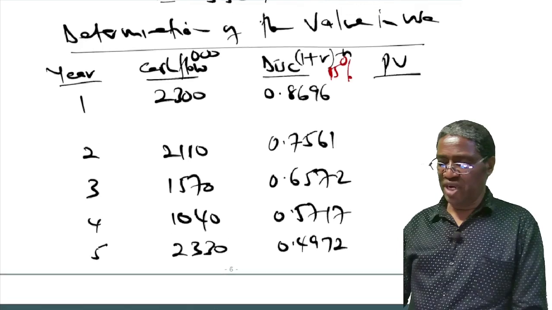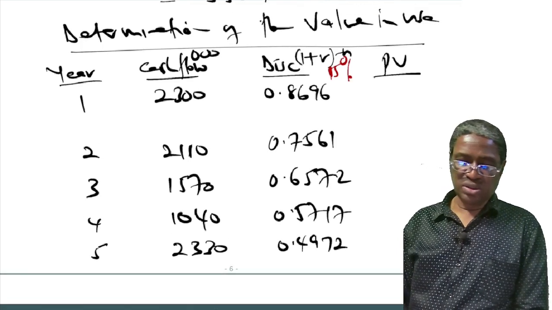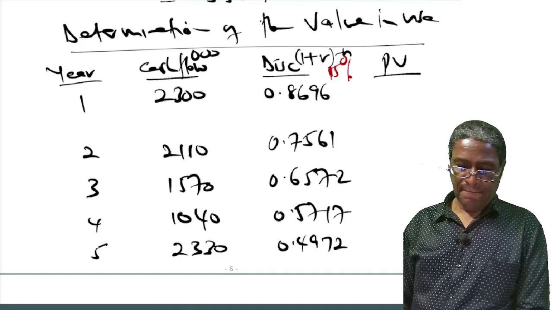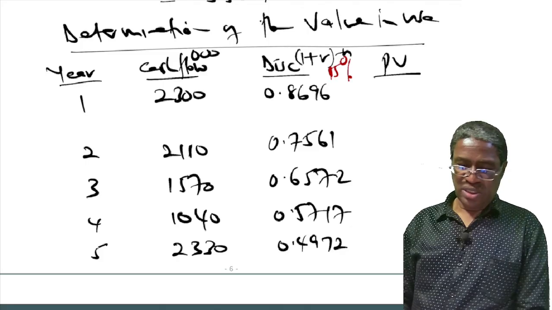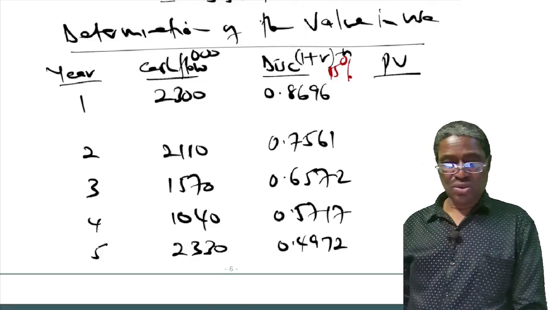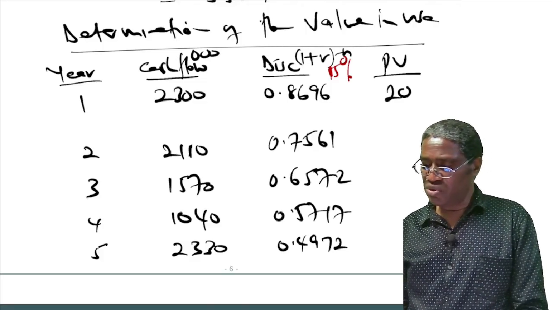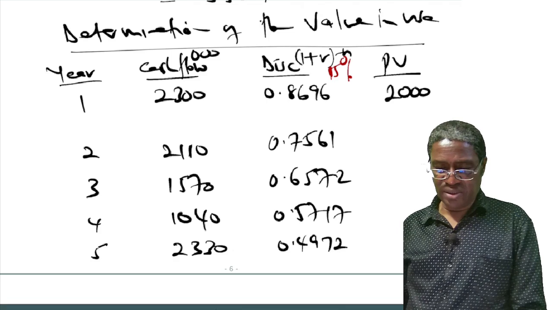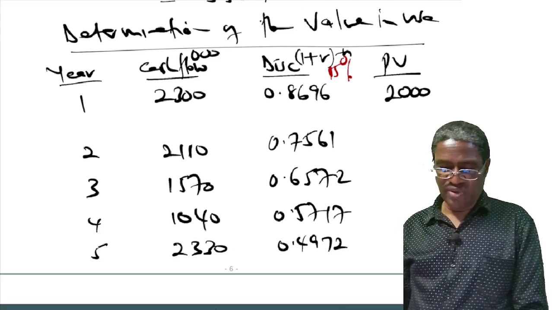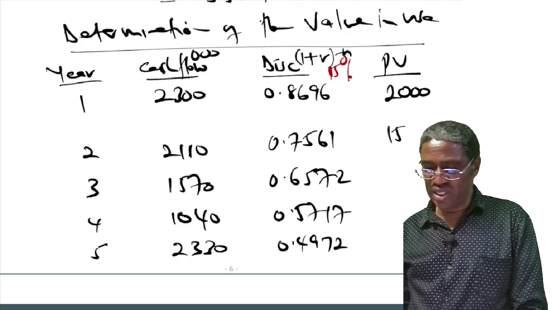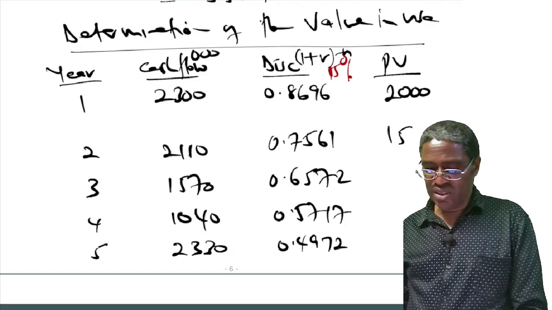Now I can compute the value in use, the present values. So let me compute them. 2,321 times 86.96. I want to put them to the nearest whole number. That comes to 2,000. Next one, I'm taking 2,110 times 75.61. To the nearest whole number, it looks like 1,595.